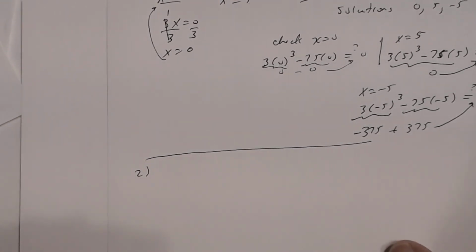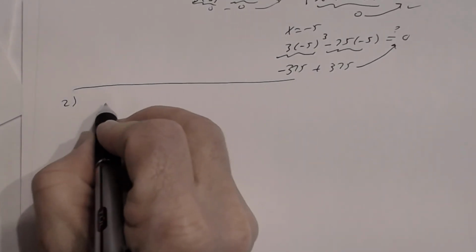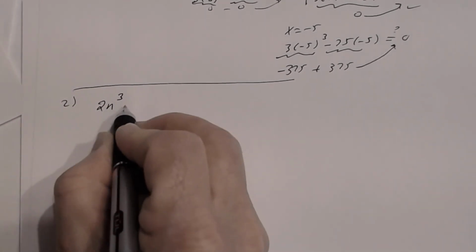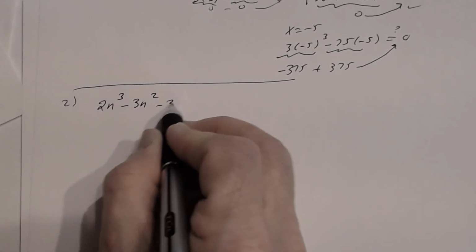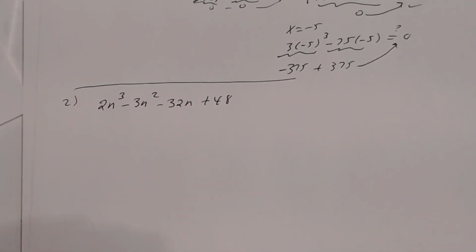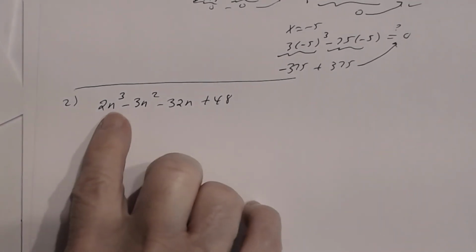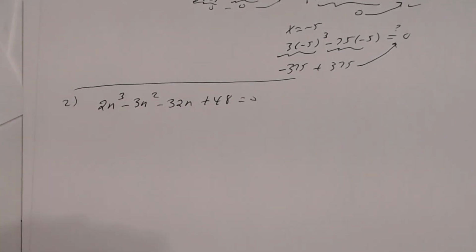We have 2n cubed minus 3n squared minus 32n plus 48. All right, so notice in this particular case, you have this polynomial that has 4 terms. And so recall, I'm sorry, I got to have equals 0. I forgot an equation right here, right? Okay, so I have this polynomial equation now.